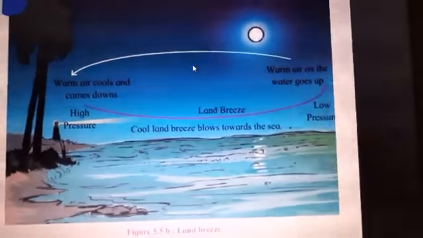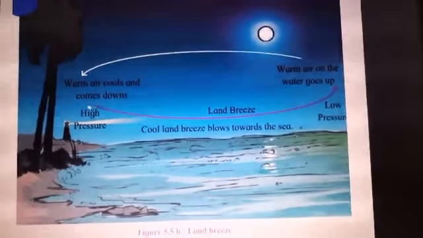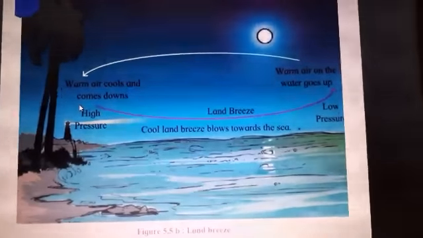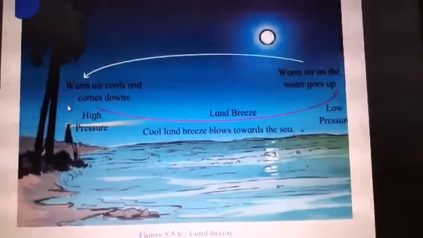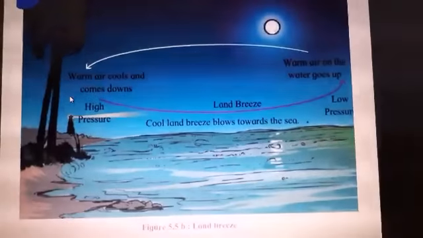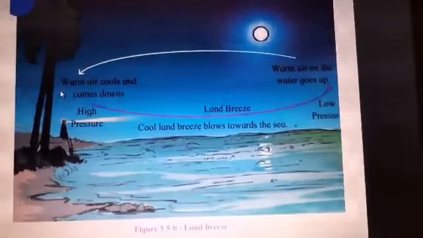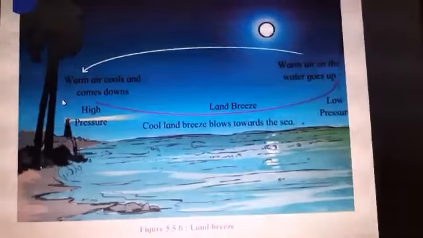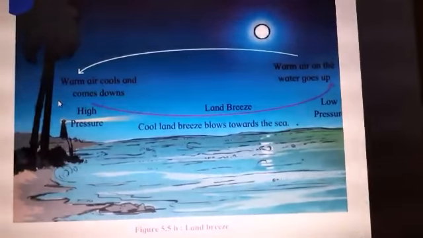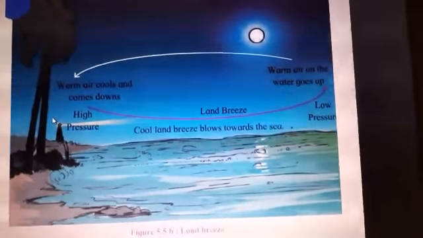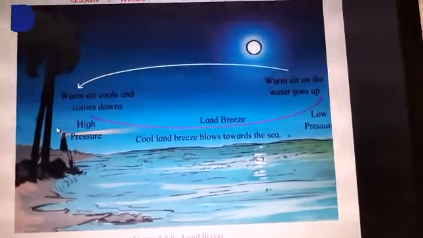Now what happens, children? Land becomes hot with the heat of the sun. In the same way, land also cools down quickly in the evening time. As the moon sets in the night time, the land gets cooled down. Therefore, temperature here is what? Low. Temperature is low on the land.